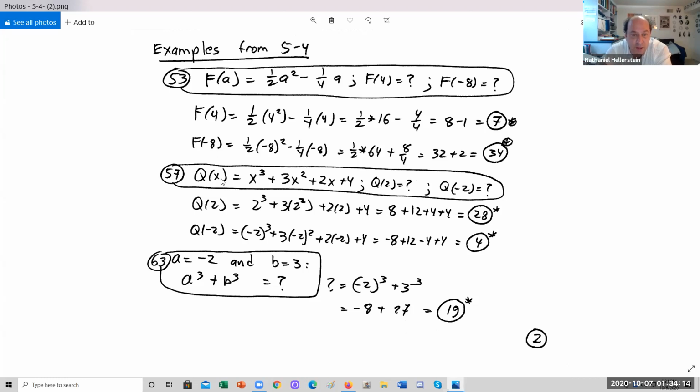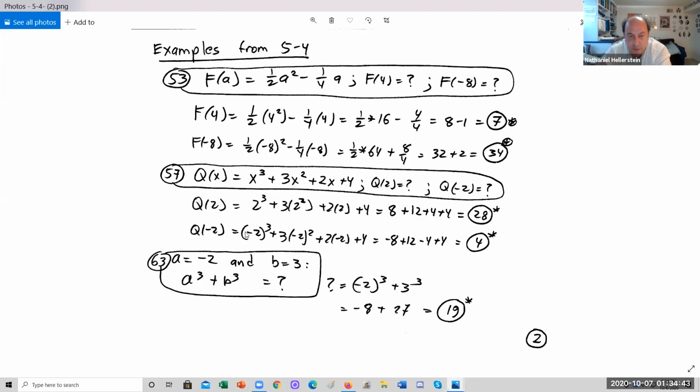Here's q of x. X cubed plus 3x squared plus 2x plus 4. What's q at 2? What's q at -2? For q at 2, we put a 2 in here, a 2 here, a 2 here, plus 4. 2 cubed is 8. 3 times 2 squared, that's 3 times 4 is 12. 2 times 2 is 4, plus a 4. 8 plus 12 plus 4 plus 4, a bit of arithmetic later, it's 28.